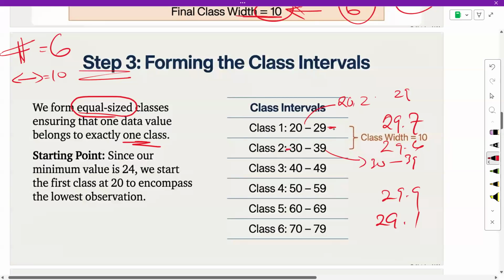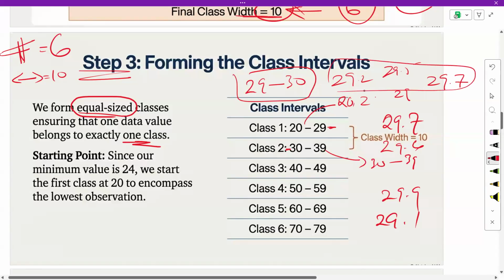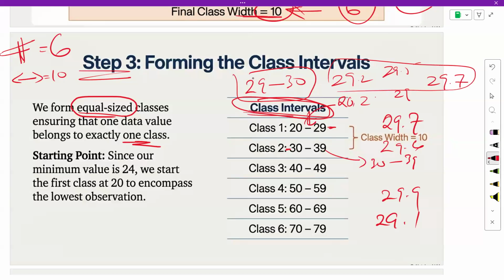Between 29 and 30 there are decimal numbers like 29.2, 29.5, 29.7. So how do we handle that? For that we need to define the class boundary. These are class intervals, and we always have to decide the class boundary. There's a rule of thumb.